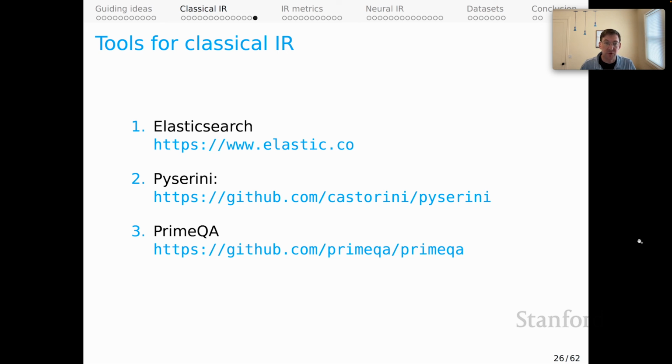Finally, there are lots of tools out there that would help you with classical IR. Elasticsearch is widely deployed, very robust, mature search technology, highly scalable, lots of features. PySerini and PrimeQA are research repositories that could also be really useful to you if you want to think about setting up classical IR models as baselines or as using them in components in larger systems that might have a small role for neural IR models as kind of re-rankers of results that come from a very fast, very robust classical IR system. That's a common mode to operate in that gives you highly scalable solutions where the neural models that we'll talk about later play the role of kind of refining the core results returned by the classical model.